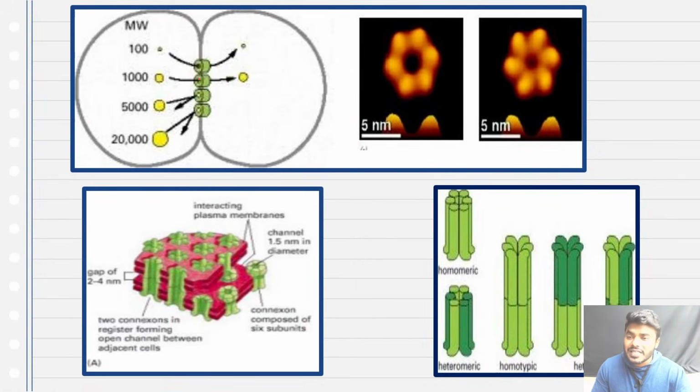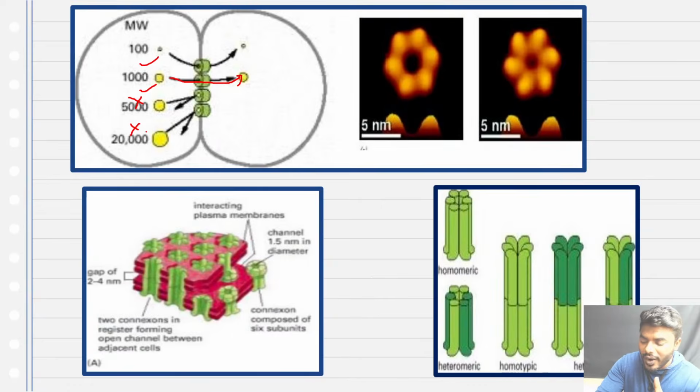Listen to me very carefully. With these connexons, do you think every molecule or every ion can be transported? No, that is not possible. Friends, every ion or every molecule cannot be transported. Only a particular ion or a particular molecule can be transported. Kindly do not get confused with that. Up to 1000 kilodalton it can easily be transported through this connexon. If it is more than 1000, it cannot be transported at all.